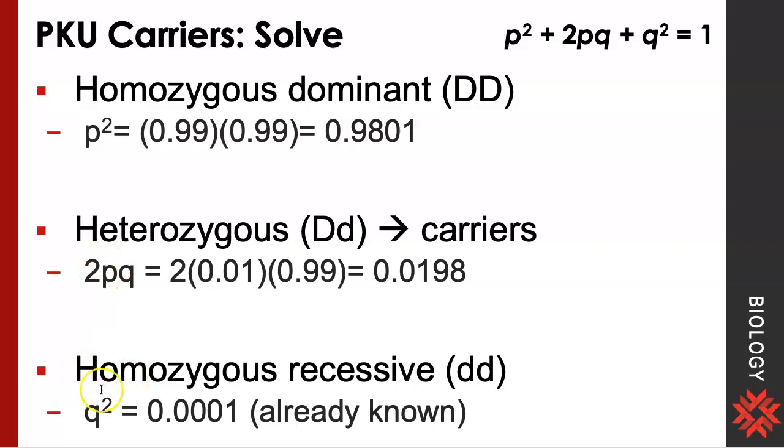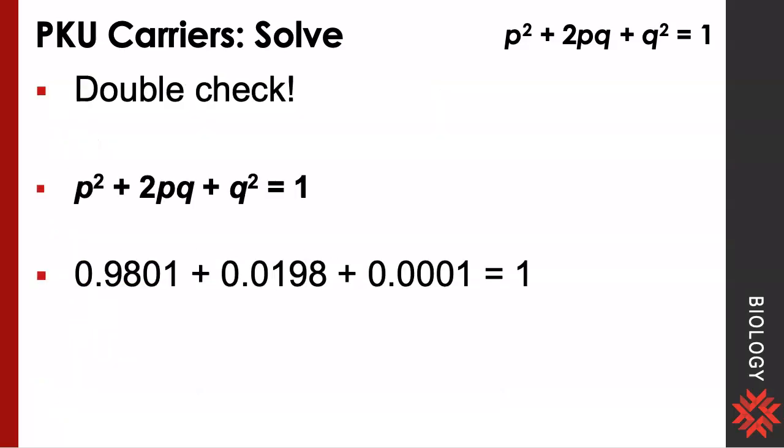Now the last step that you should always do is to just double check that you did it correctly. So take the frequencies that you solved for, take your p squared, take your 2pq, take your q squared, and add them together. If you've done it properly, then it should equal 1, and we will all be happy.